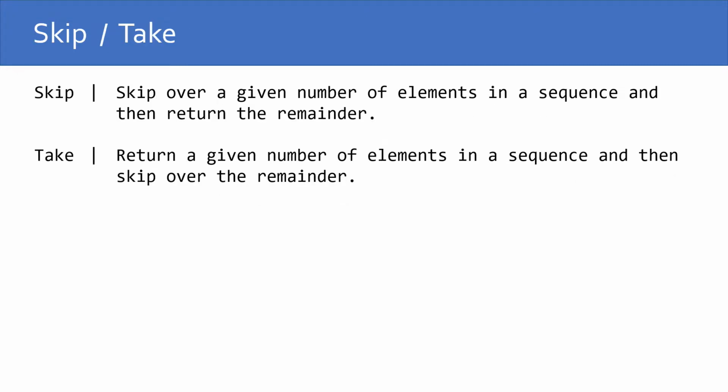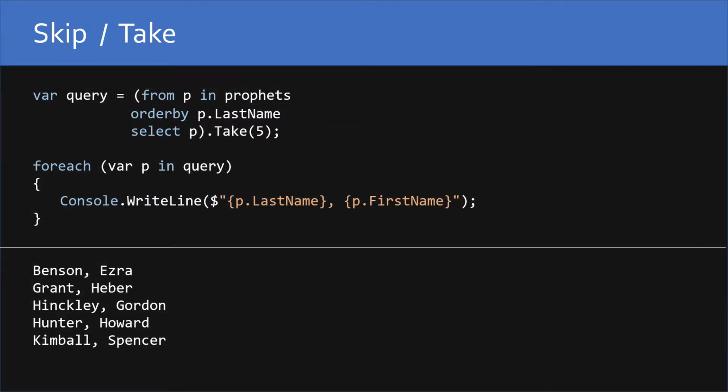These next two were, to me, some of the hidden gems that I found out about LINQ, skip and take. So skip allows you to skip over a given number of elements in a sequence and then return the remainder. And then take returns a given number of elements and then it skips over that remainder. So here's a little example.